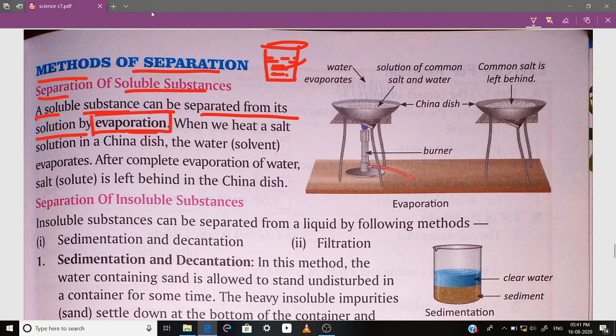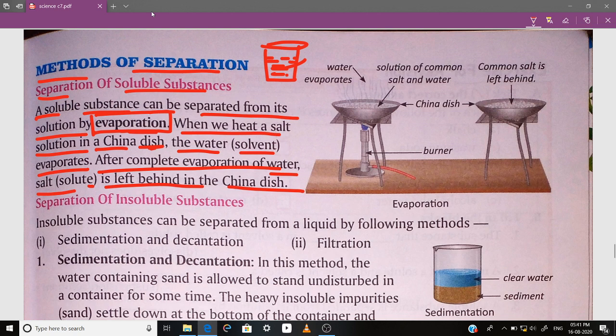Now what is the evaporation process? When we heat a salt solution or a sugar solution in a china dish, the water, which is the solvent, evaporates and changes into steam and goes into the atmosphere. After complete evaporation of the water, the salt or the sugar, which is the solute, is left behind in the china dish.